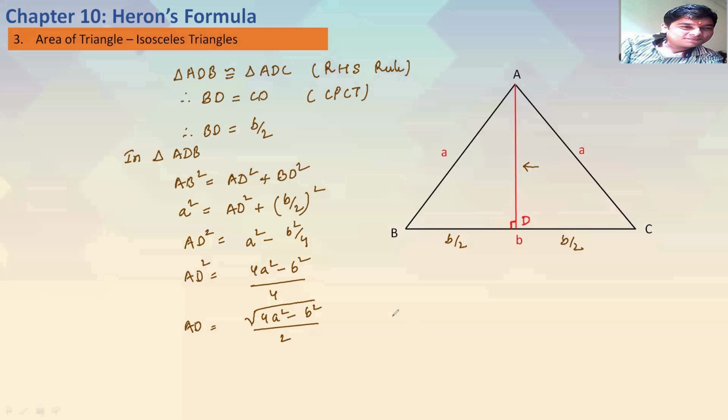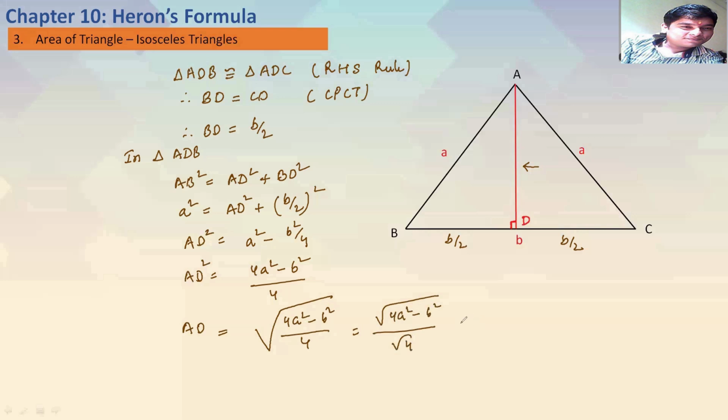So how is it 2 on the bottom? Because look, we will have a whole square, right? When you transfer the square to the other side, we'll have 4A square minus B square divided by 4, right? So this can be separated like this: 4A square minus B square divided by root 4.